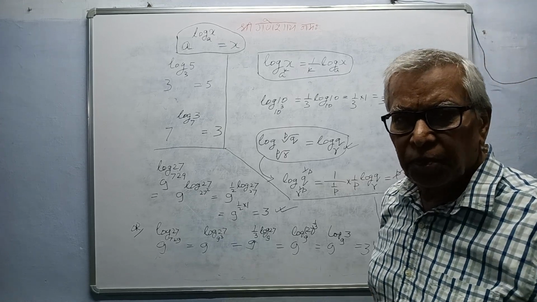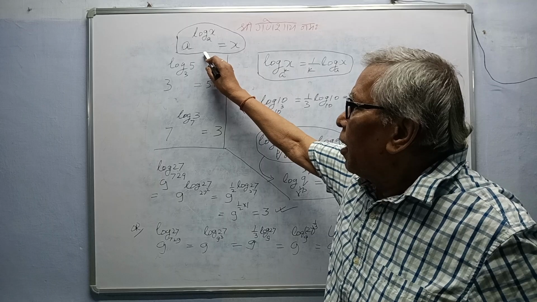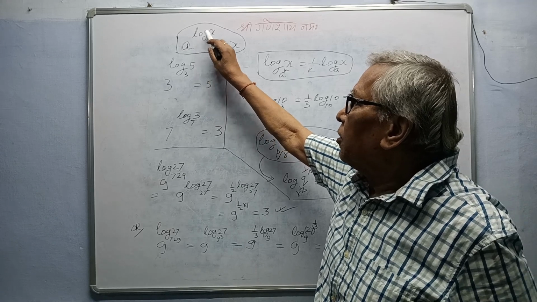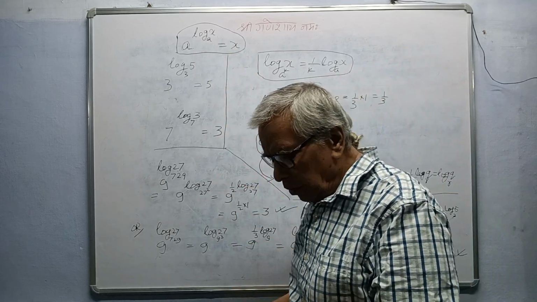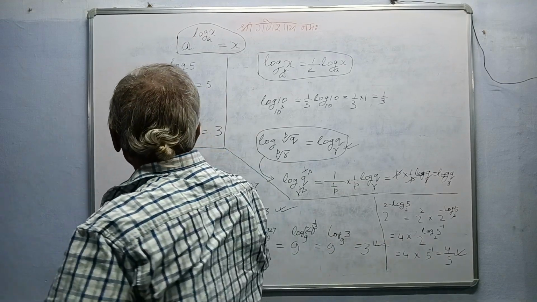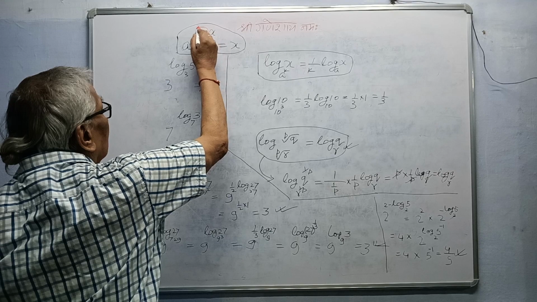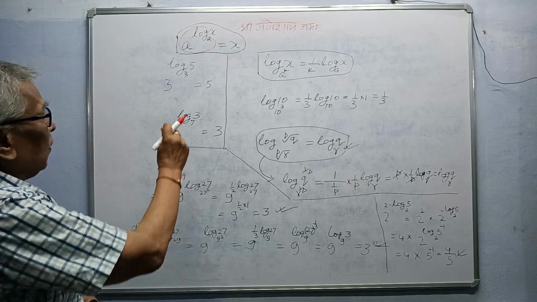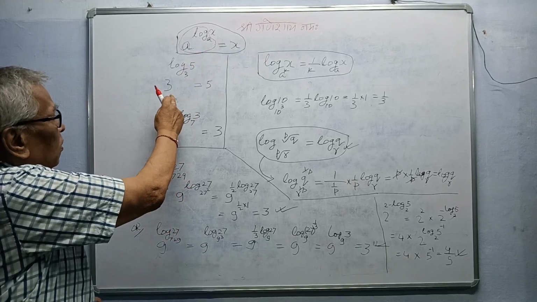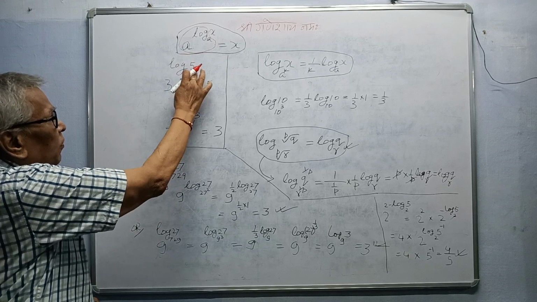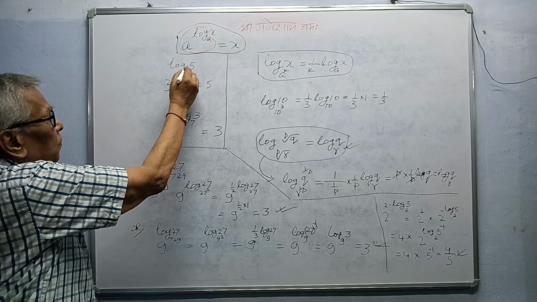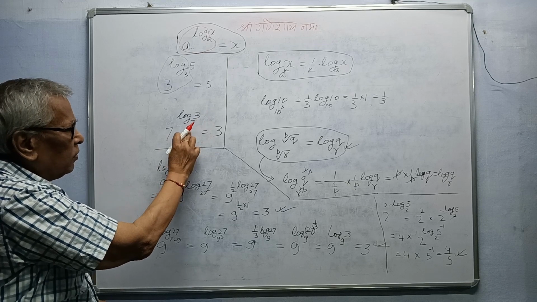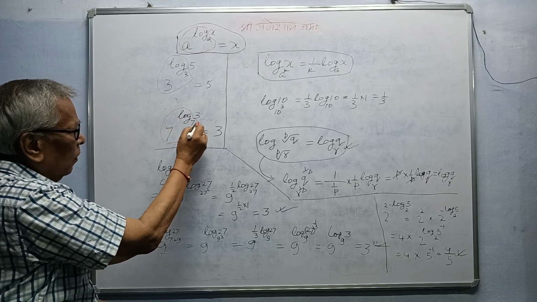Please pay your attention here. This formula is used again and again, so we are revising it once more. a to the power log x to the base a is equal to x. The whole thing will go up, and only x is left. Application: 3 to the power log 5 to the base 3, so this will be only 5 by this formula. 7 to the power log 3 to the base 7, so only 3 here.